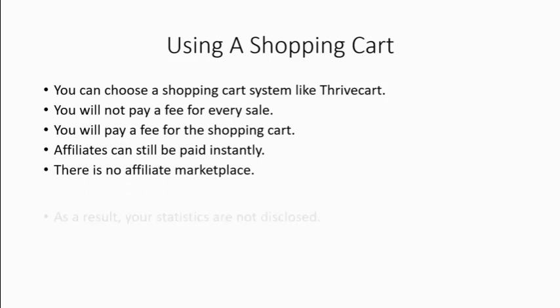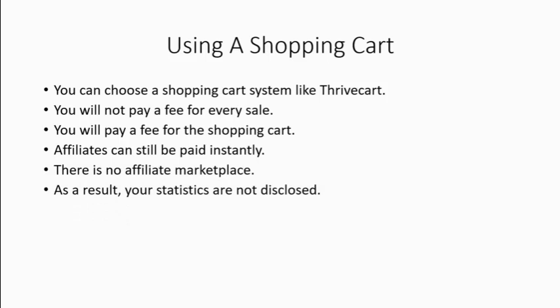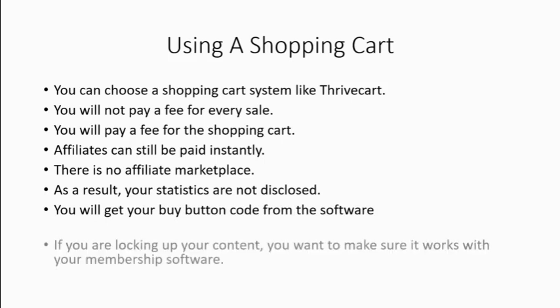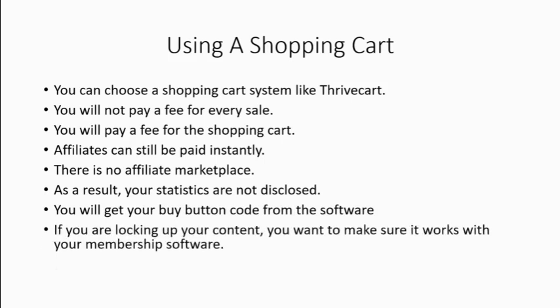The reason that's important is that your statistics are not going to be disclosed openly to the affiliates, right? The entire product statistics. Okay, you will get your buy button code from the software. So in other words, when you get shopping carts, it's going to be just like Warrior Plus. You're going to get your buy button code from inside of ThriveCart. And typically, if you're going to be locking up your content, you're going to be locking it down.